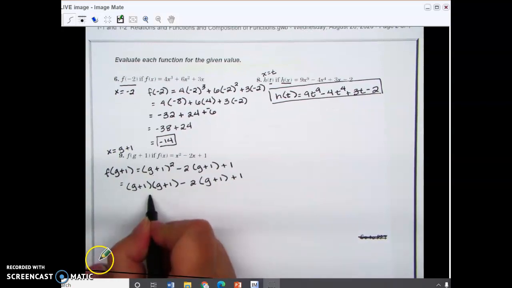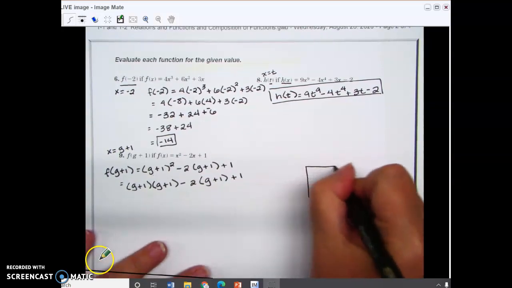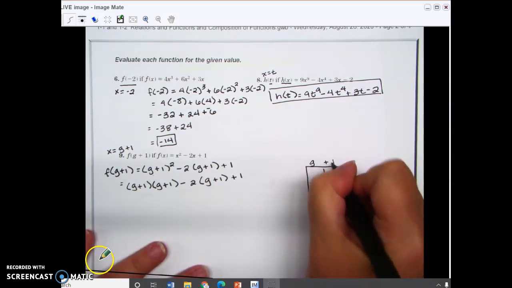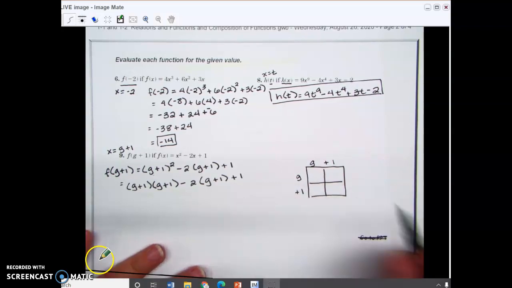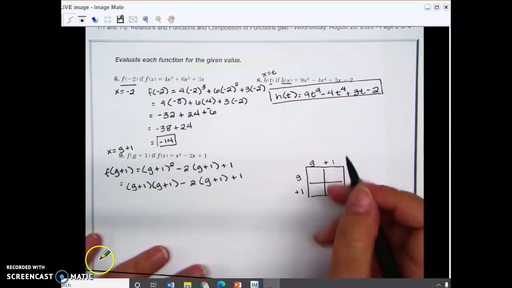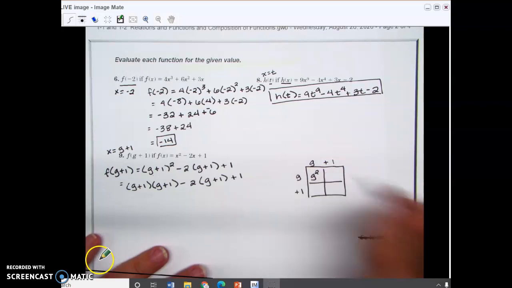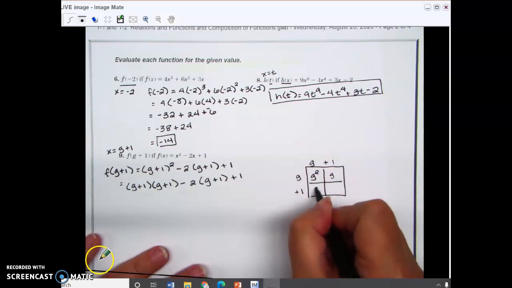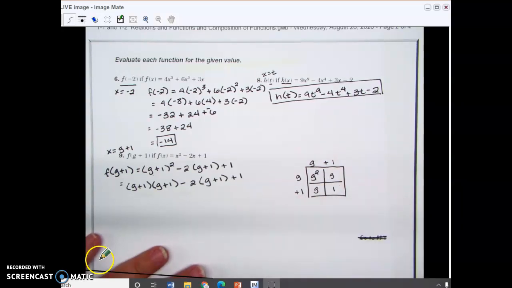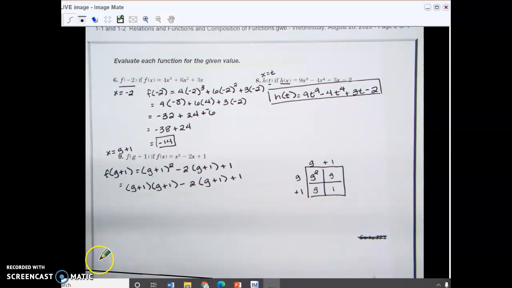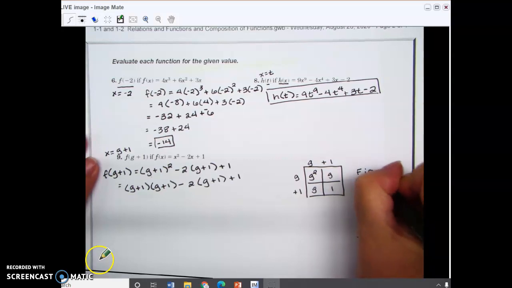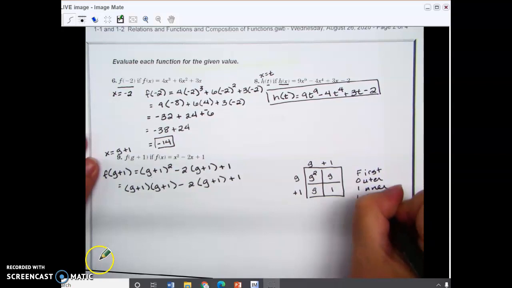So then once we do that, remember you could do that box method that they might have taught you in Algebra 1 or Algebra 2, where you have g and plus 1 and then g and plus 1. And you can just use it like a multiplication table. So you've got g times g is g squared, and then g times 1 is g, and then 1 times g is g, and then 1 times 1 is 1, and then you can add all those together. Or you could do what I typically do, which is FOIL, which stands for first, outer, inner, and last.